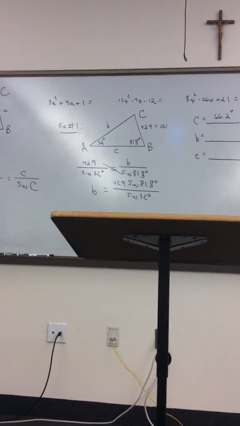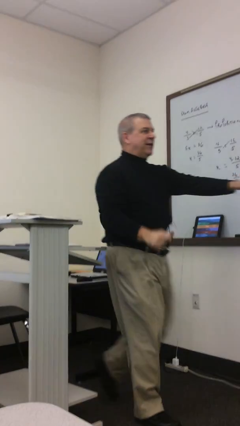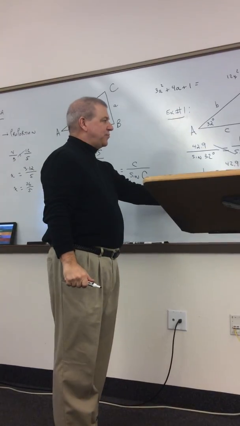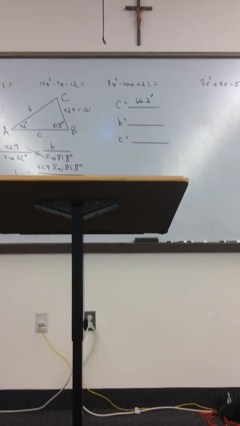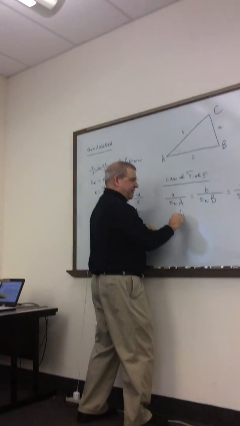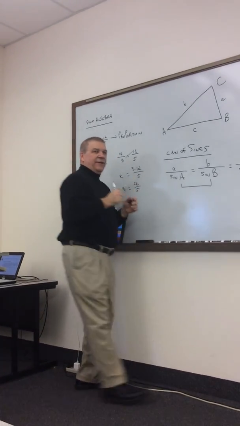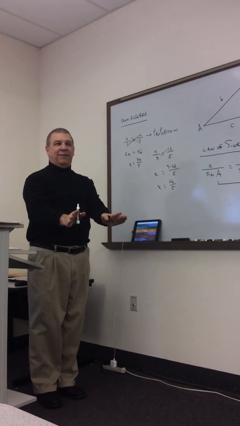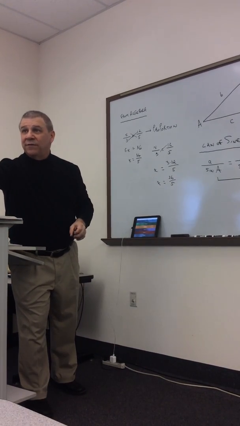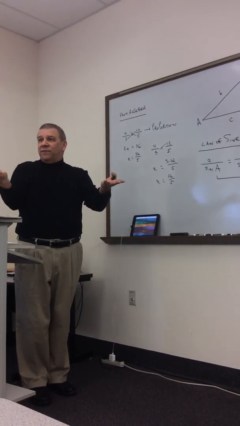Now, let me step back. Who has a question about what I just wrote down? Okay, now I'm going to come back to this in a minute. Now I got to write another proportion to find side C. So now I did this for the first one. Now I want to find side C. What proportion is going to remain the same? Which one's going to remain the same? Because I knew both of them.